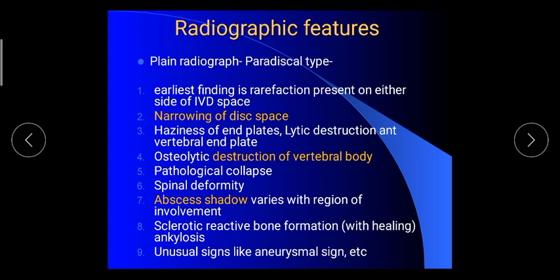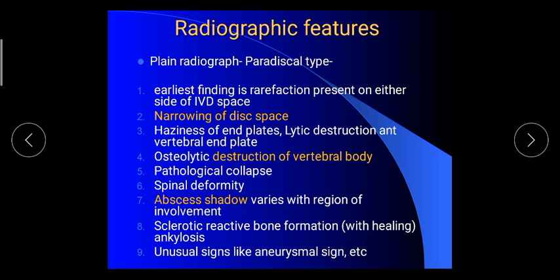They will become hazy. And lytic destruction at the anterior vertebral end plate, and there can be destruction of the vertebral body proper. This can lead to collapse, and deformity will be present, that is the kyphus deformity, gibbous deformity, and knuckle. An abscess shadow can be seen on the X-ray. The shape will be different in different regions of involvement.